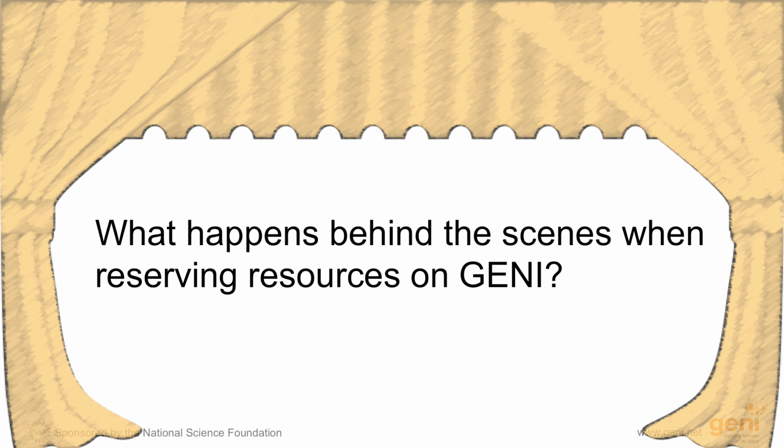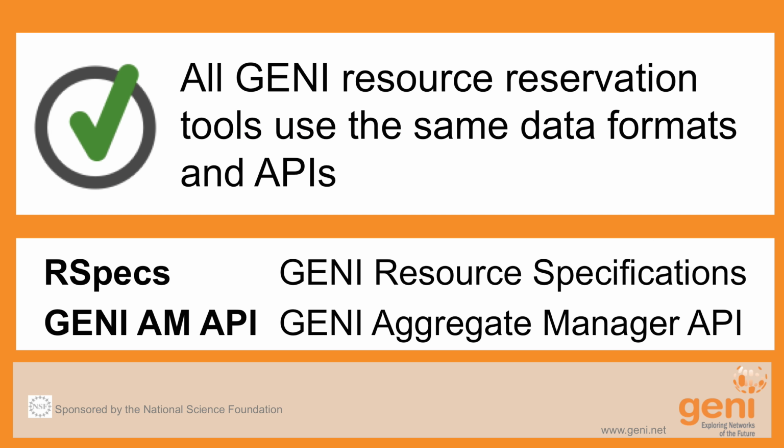Today, let's examine what happens behind the scenes when you reserve resources in GENI. All GENI resource reservation tools use the same data formats and APIs. These are the Resource Specification, or RSpec, and the GENI Aggregate Manager, or AM API.